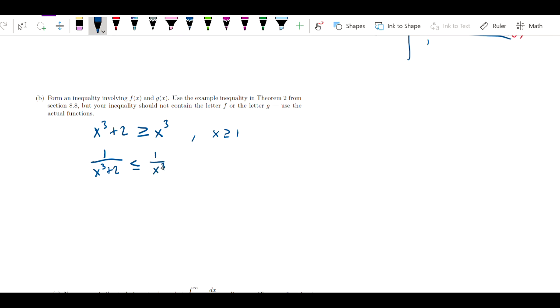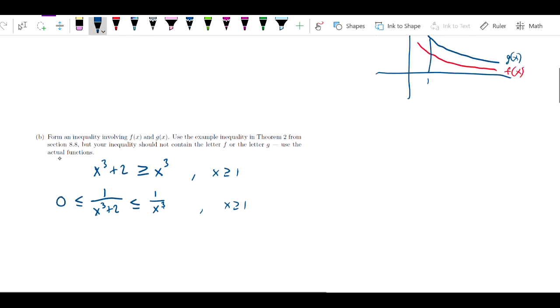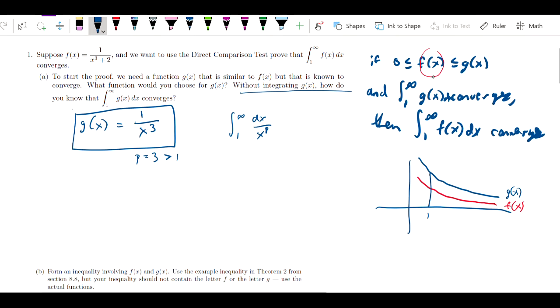In other words, I take the reciprocal of a bigger number, I get a smaller number. So when I take the reciprocal, I switch the direction of the inequality. And of course, once again, this is for values of x that are greater than or equal to 1. So since we're only talking about values that are not only positive, but in fact greater than or equal to 1, would you agree with me that all of this is in fact greater than or equal to 0? So we now have the exact inequality that we see here in the theorem.